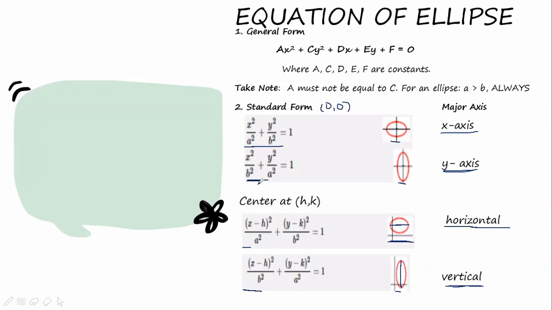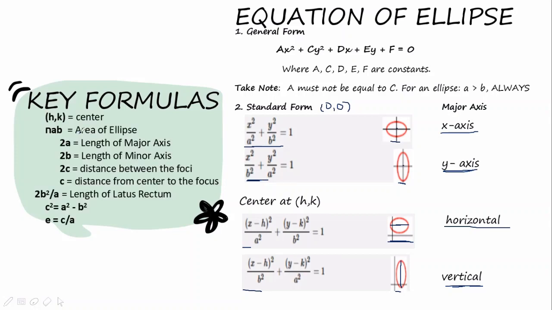Aside from the equation of the ellipse, we also need to remember the key formulas. The first one is, again, the center of the ellipse is (h, k). Always remember that. Then, in finding the area of the ellipse, we have the formula pi ab, wherein, again, a is the distance from the center to the vertex, while b is the distance from the center to the co-vertex.